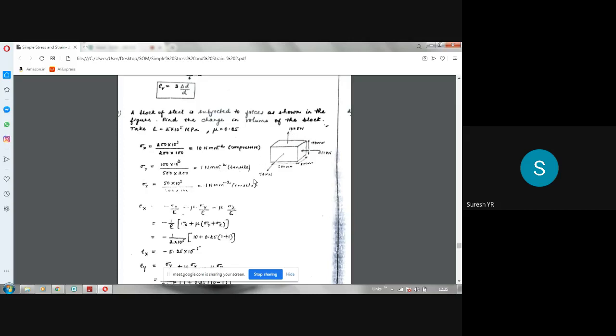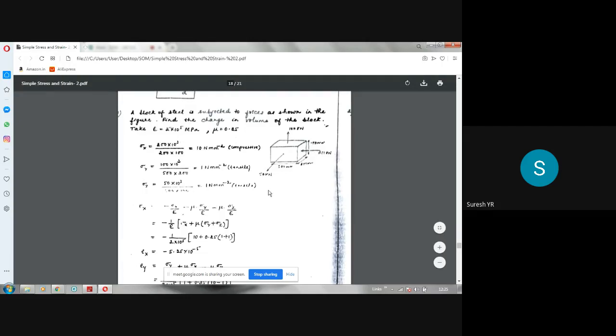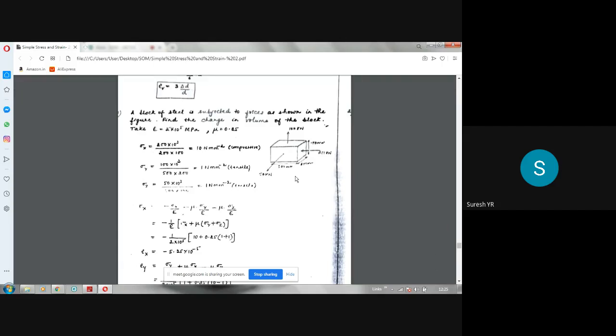Sigma z is 1 Newton per mm square tensile. So this is the first step. Sometimes they will give force and the dimensions, so once they give force and dimensions, you can just calculate the stresses. Suppose if they give stress values directly, you need not do this step. Directly sigma x, sigma y, sigma z you will be knowing.